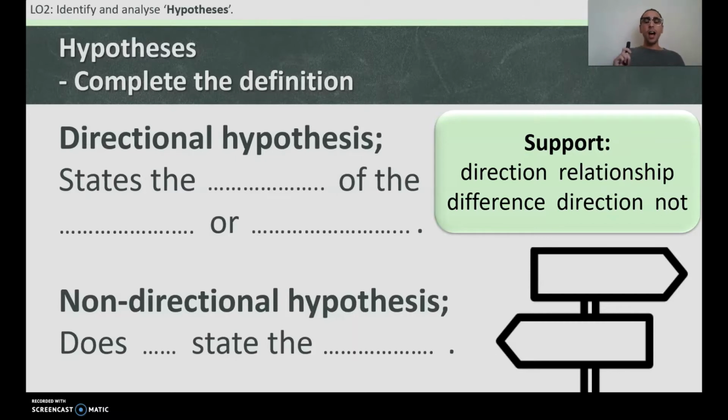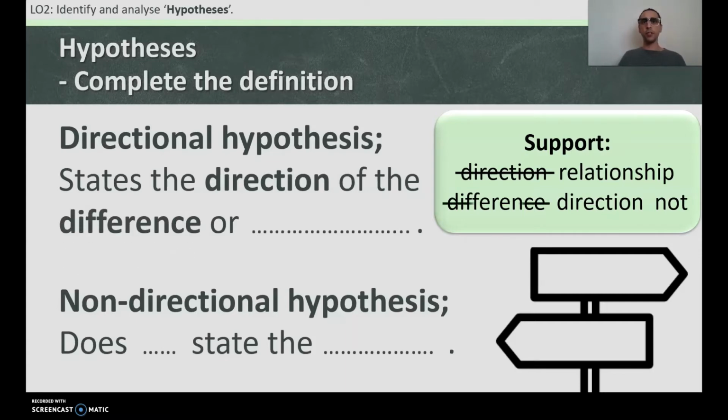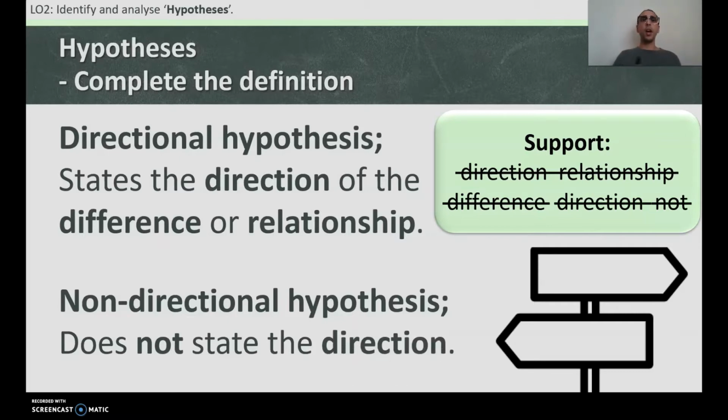It's important. A directional hypothesis states the direction of the difference or relationship. Yes, good. A non-directional hypothesis does not state the direction. There we go. A directional hypothesis states the direction of the difference or the relationship, and a non-directional hypothesis does not state the direction.